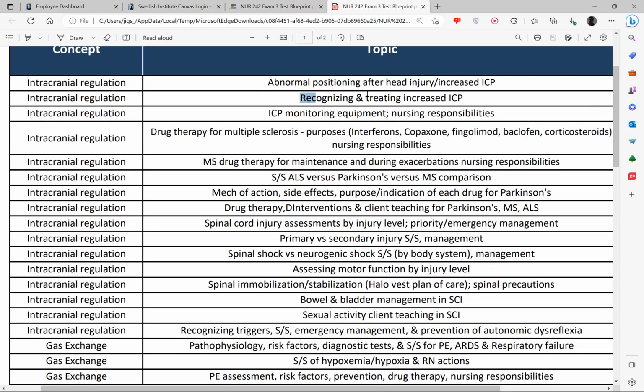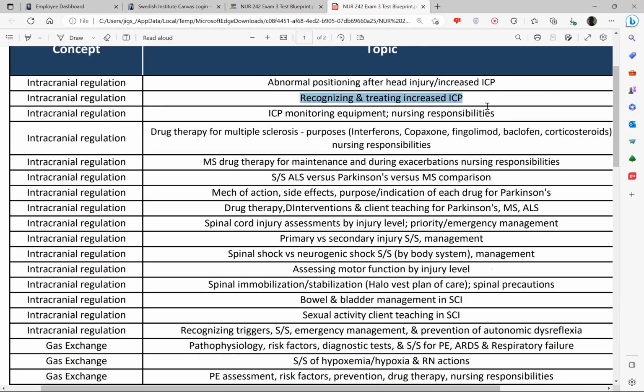Next is recognizing and treating ICP. So that brings you to what are the signs and symptoms of increased ICP. So that's recognizing, and then of course action. So this could be one same question. The scenario may start with the manifestation, describing how the patient is looking, and then the question might be, what do you do? So, recognizing what it is, and then choosing the appropriate intervention.